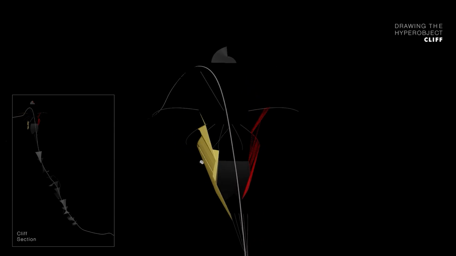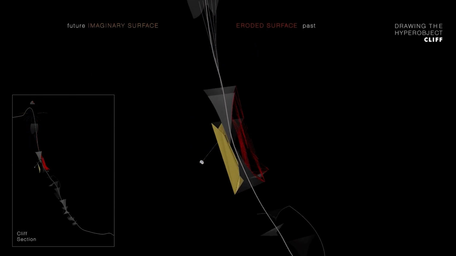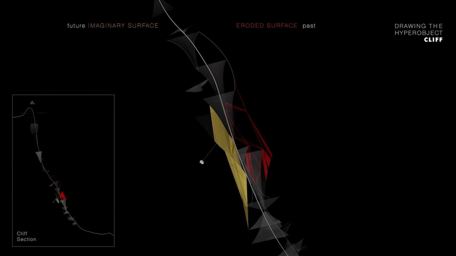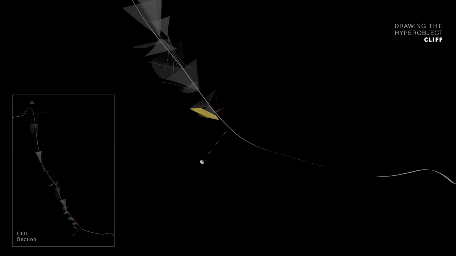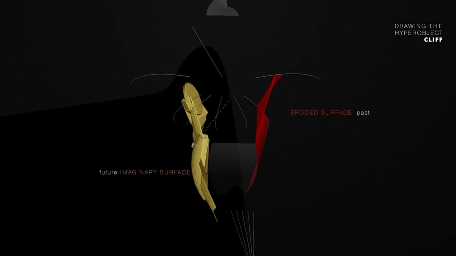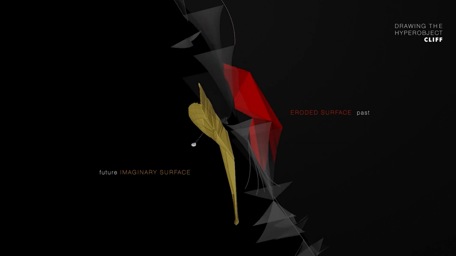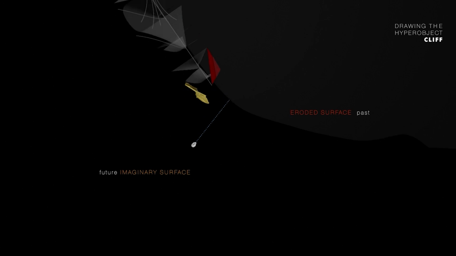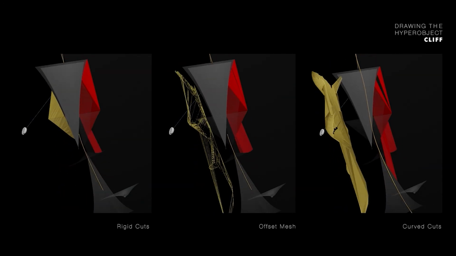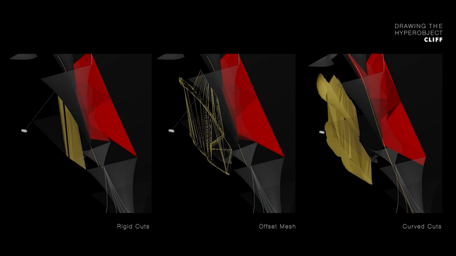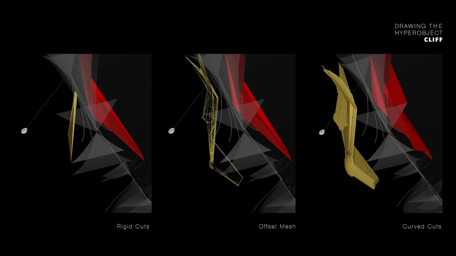Another experiment is showing the system on the cliff surface, imitating the eroded surfaces and future eroded volumes. Rigid or curved geometry can be created by offsetting the projection axis, creating flexibility in the design language. The scale of the projection defines whether the surfaces are complex or flat.